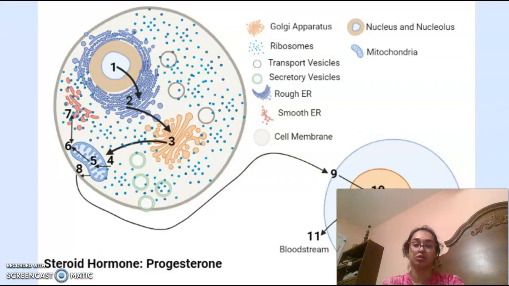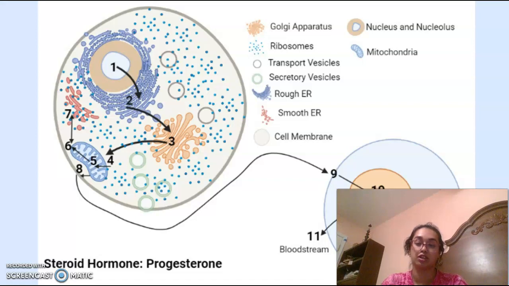So in this image, we are observing an imagery flowchart of progesterone synthesis. And we can see the area labeled as 1, the nucleus, where DNA is transcribed into RNA, which then gets translated into mRNA. And then the mRNA moves out of the nucleus to the ribosomes, which are bound along the rough endoplasmic reticulum, which is labeled as 2.